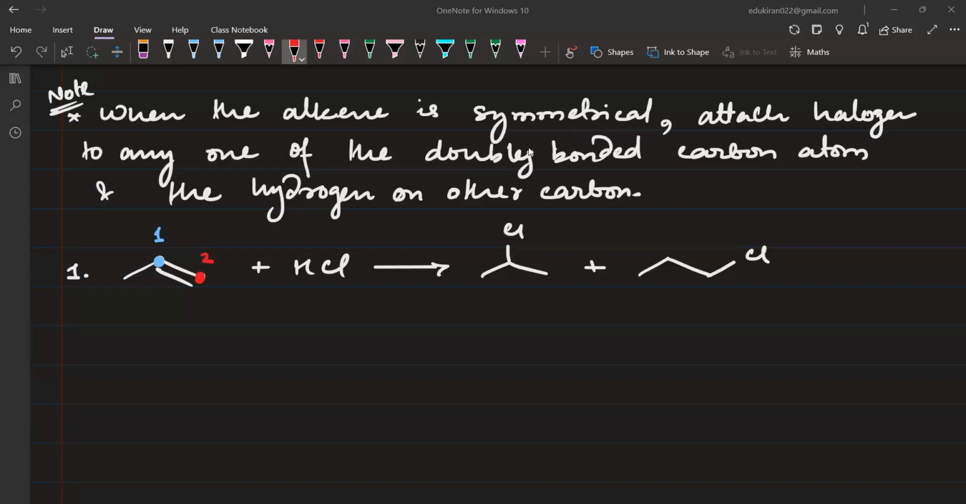ठीक है, now it's very very easy, बहुत ही आसान है. अब सबसे पहले यही कर लेंगे, और जहां पे lesser number of hydrogens है, what we are having, the carbon atom which is having lesser number of hydrogen will get the halogen.